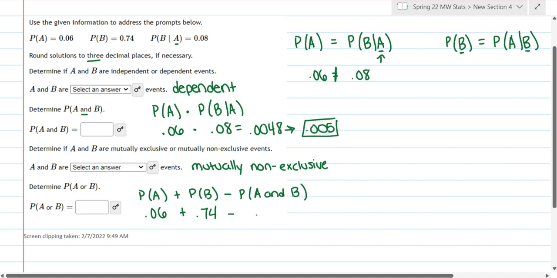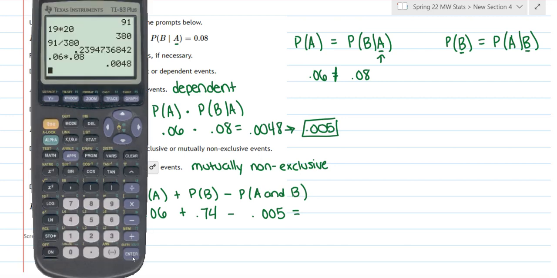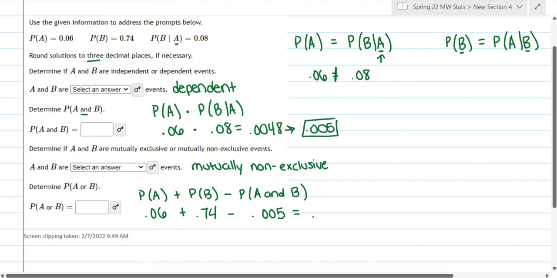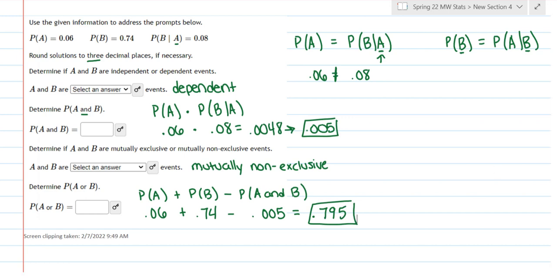And then we're going to subtract not B given A, P(A and B), which is what we found up here, so 0.005. Okay, so that is going to be 0.06 plus 0.74 is 0.8 minus 0.005. Gives us 0.795. There we go. So that is question 9 on your homework.